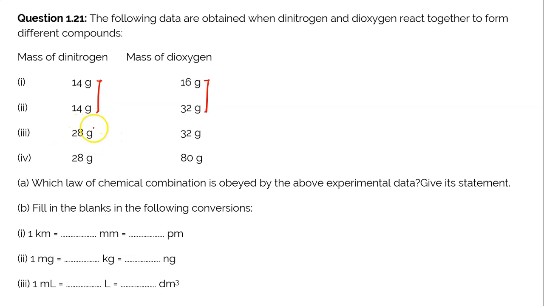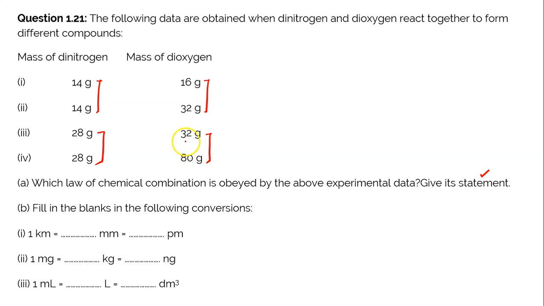Third point says 28 grams of nitrogen combining with 32 grams of oxygen. And the fourth point says that 28 grams of nitrogen is combining with 80 grams of oxygen. Even between third and fourth points, the same commonality is existing. The mass of nitrogen is same while the mass of oxygen that is combining is different. So now, if you have to answer part A of this question, you got to say which law is this data reflecting, and you also have to state that particular law.